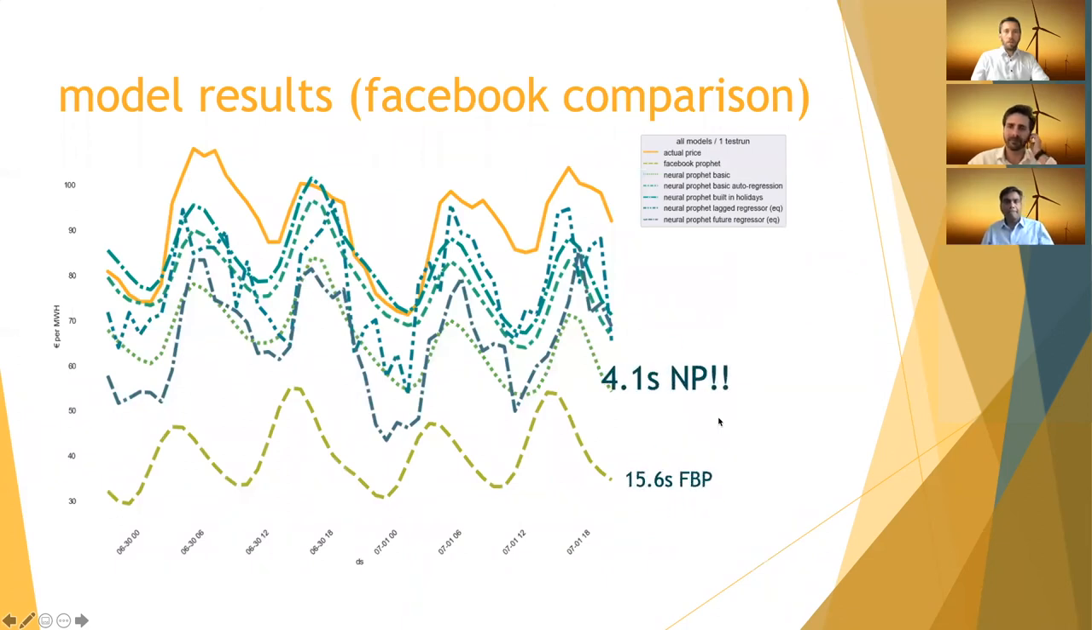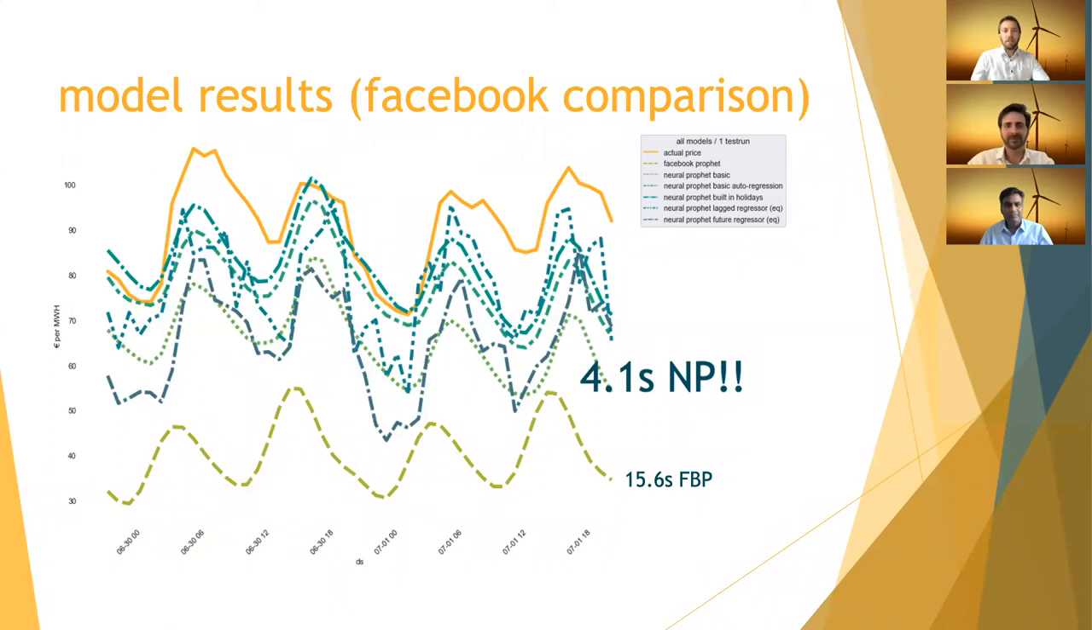Now for the Prophet bit. This is a single 48 hour example time frame being analyzed, and the mustard line is the actual price and the rest are the models. There are many different versions of NeuralProphet as well as the Facebook Prophet.